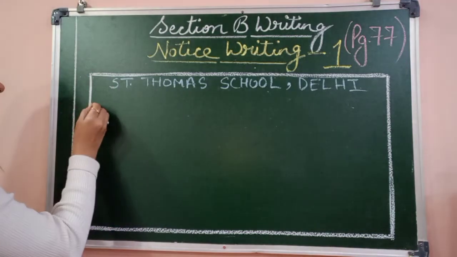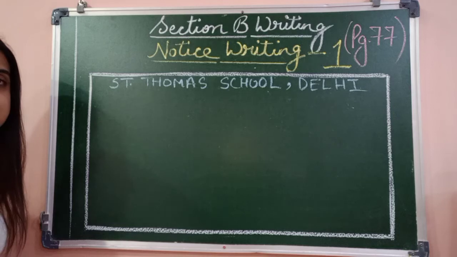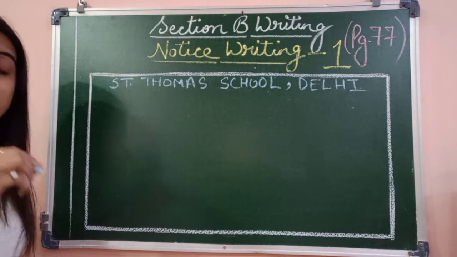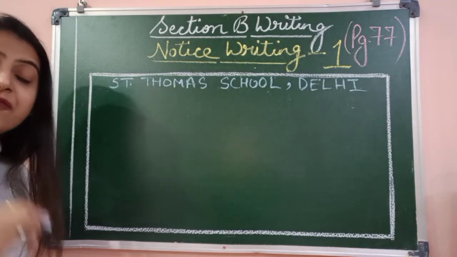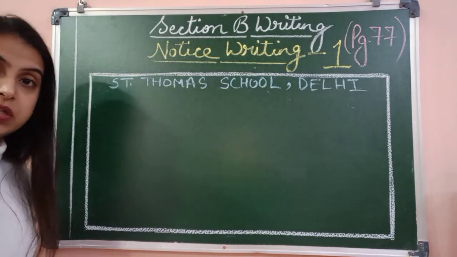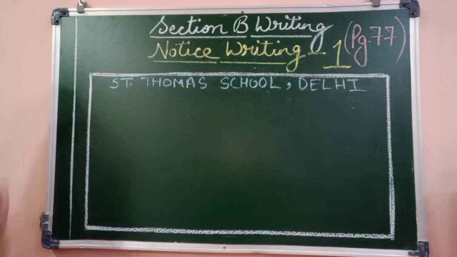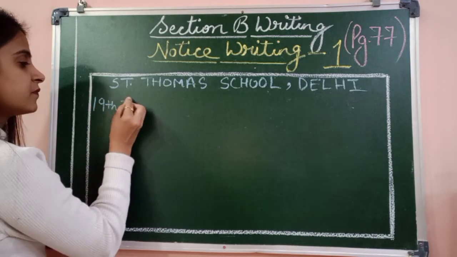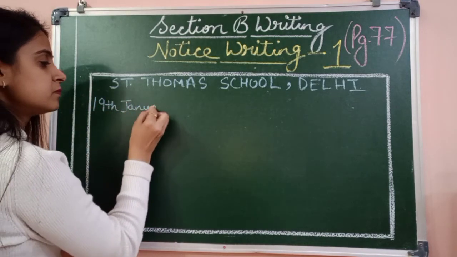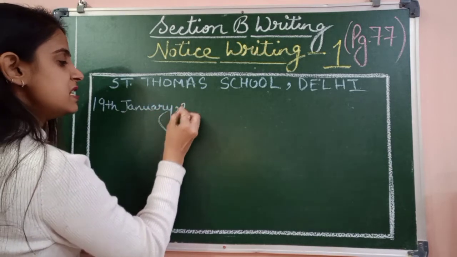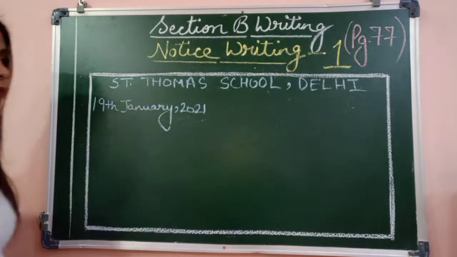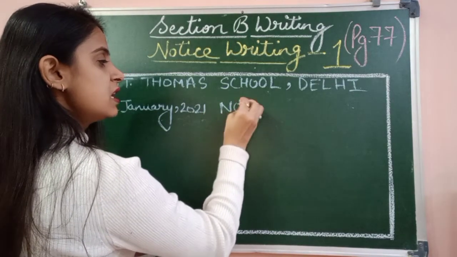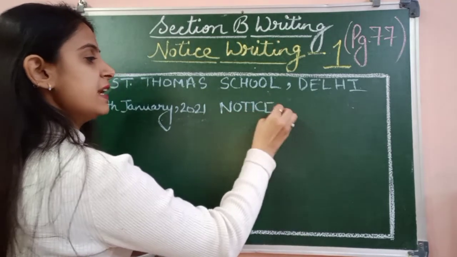Okay. Then in the third line, from the left hand side, we put the date. Now which date? The date when you are writing the notice. Okay, the date when you are drafting the notice. So I am writing it today. So I will write today's date, 19th January 2021. Okay, and in the center we write NOTICE in block letters.